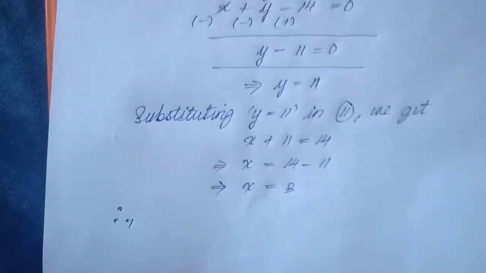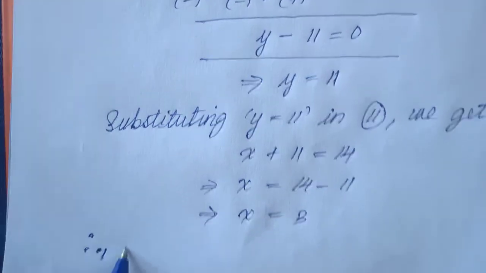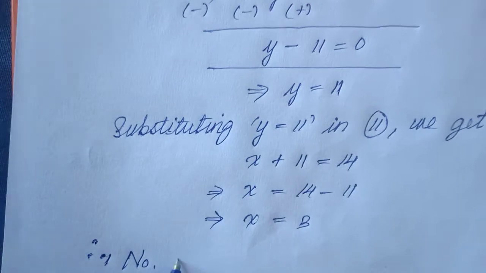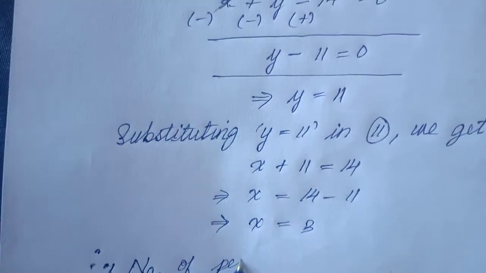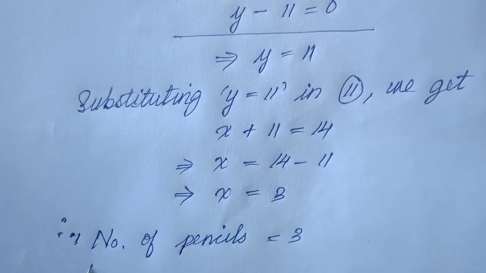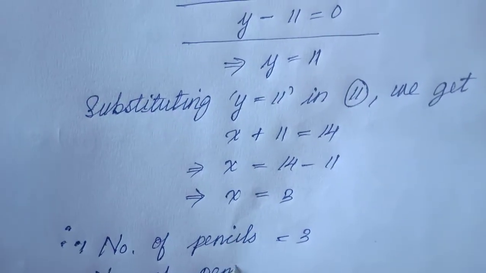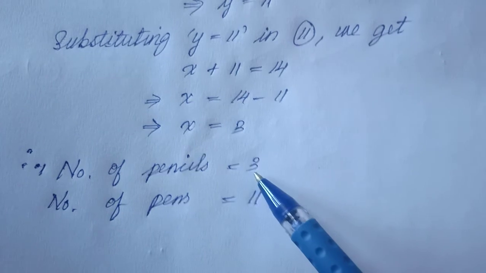Therefore the number of pencils is equal to 3 and the number of pens is equal to 11. Okay, so if you add these, 11 plus 3 is 14. So she bought 14 in total. That means that it is the correct answer.